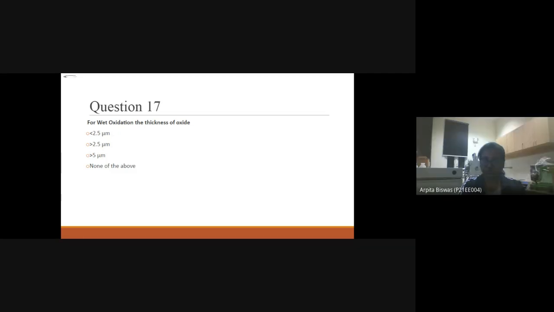Greater. When, for wet oxidation, the thickness of oxide, like here, the maximum thickness for dry oxidation is 0.5. So according to this, the thickness of oxide for wet oxidation.